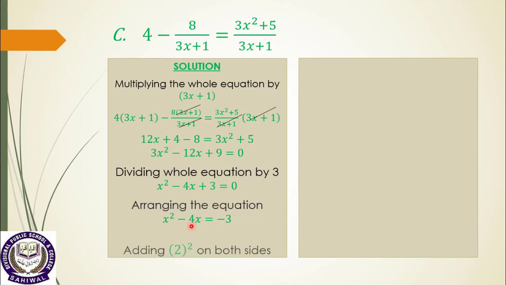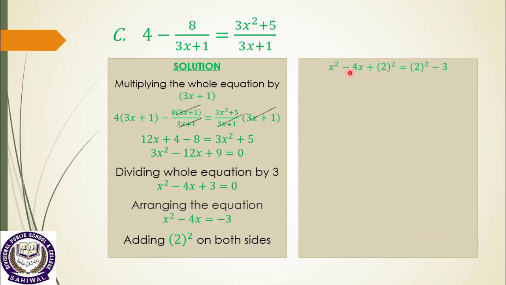So adding 2 square on both sides, we get x square minus 4x plus 2 square equal to 2 square minus 3. The left hand side of the equation makes a complete square, so we can write it as x minus 2 the whole square, which is equal to 4 minus 3, or x minus 2 the whole square is equal to 1.